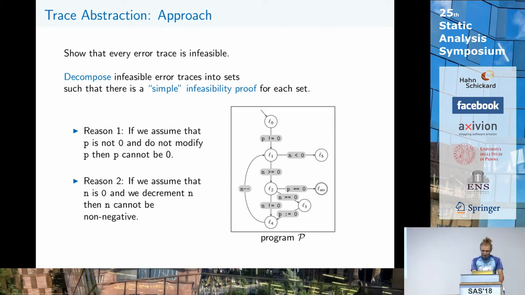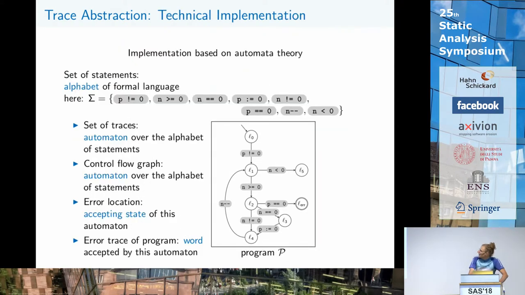Okay, and how do we implement this approach? We implement this by using automata theoretic operations. One of the concepts in this trace abstraction approach is that we can consider the set of statements of a program just as an alphabet of a formal language. So in this view, there is no further meaning attached to the statements. This is just a simple alphabet.